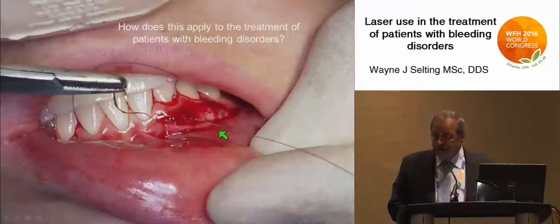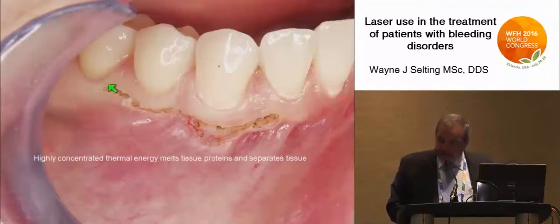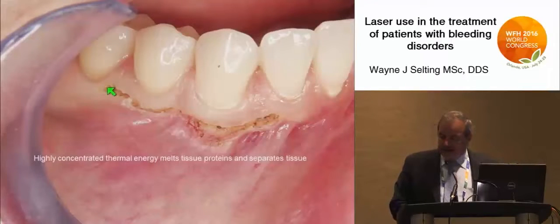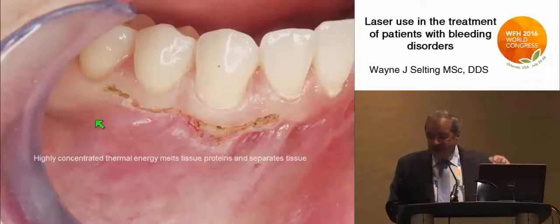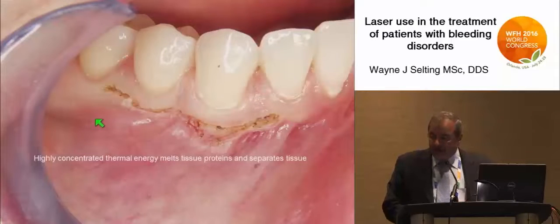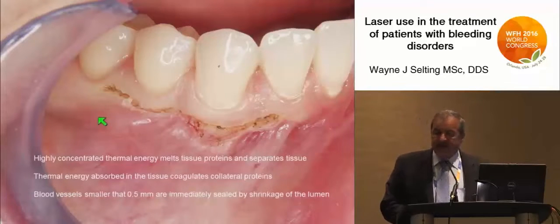But what if you could do this exact same thing like this? I did this with the diode laser. You have that highly concentrated little blob of thermal energy where the pigment is attracting it. This is absorbed, it heats up the proteins and separates them. But it also does the most important thing. Blood vessels less than a half a millimeter in diameter are instantly, automatically sealed.